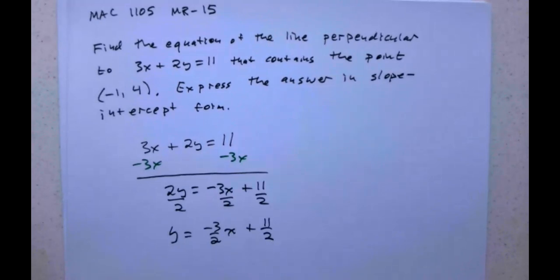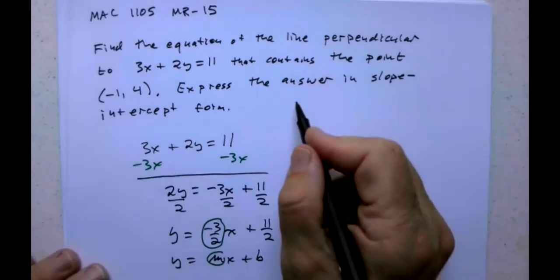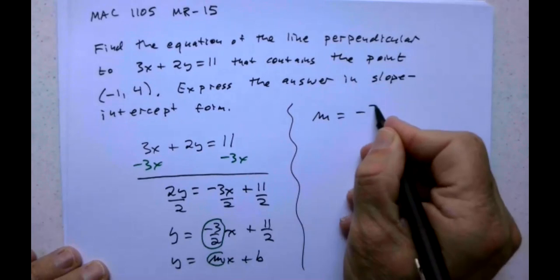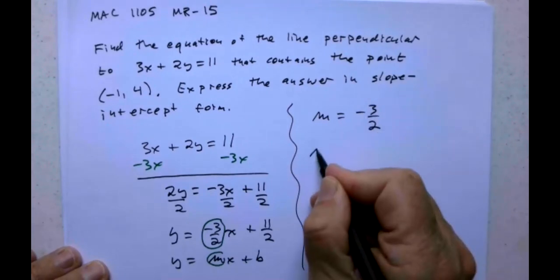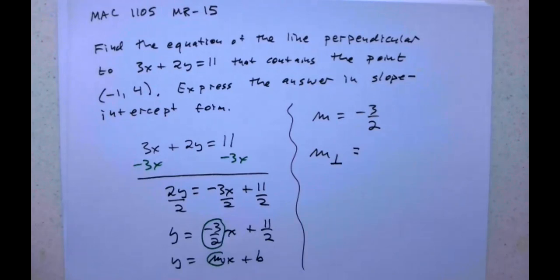So my original slope, remember y equals mx plus b, my original m, is -3/2. So the slope of my first line is -3/2. But I want something perpendicular to that. So what do we know?